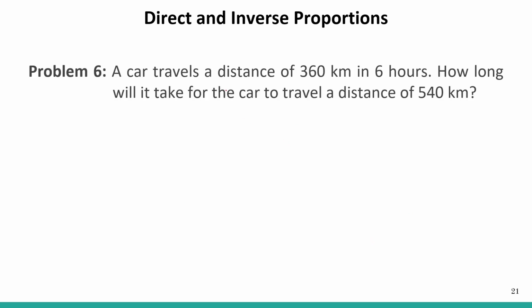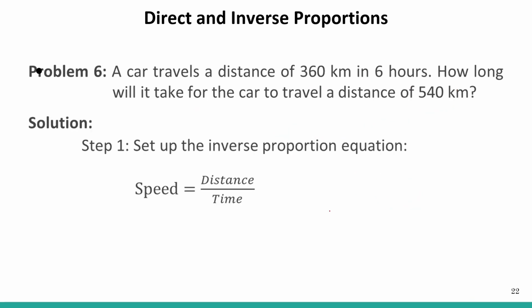So a car travels a distance of 360 km in 6 hours. How long will it take for the car to travel a distance of 540 km? So 360 by 6 is equal to 60 kmph. In order to cover a distance of 540 kilometers, you will need 540 by 60, which is equal to time. So this will be 9 hours.